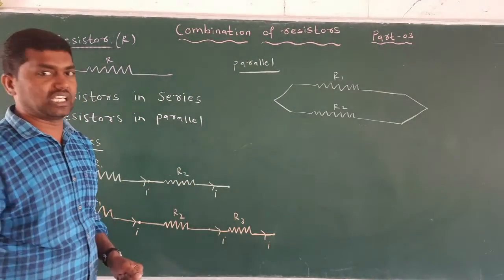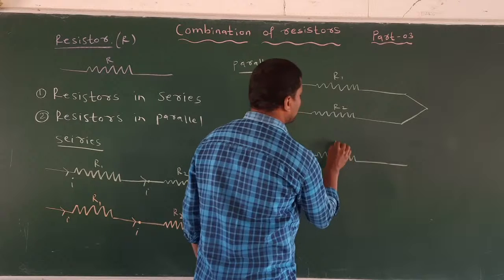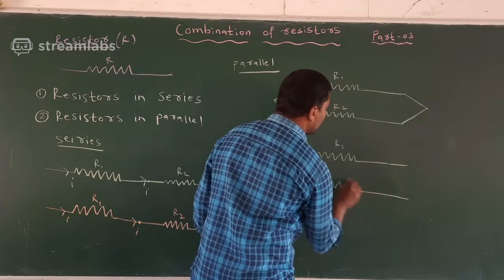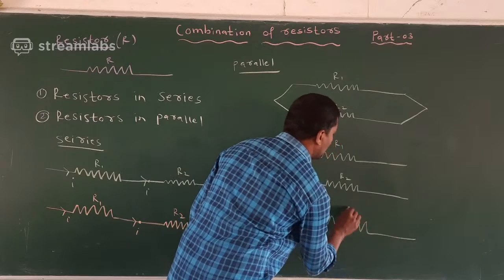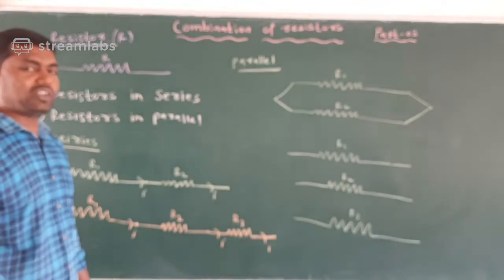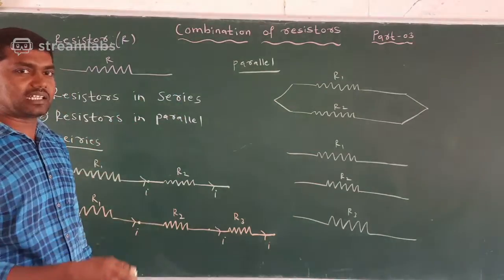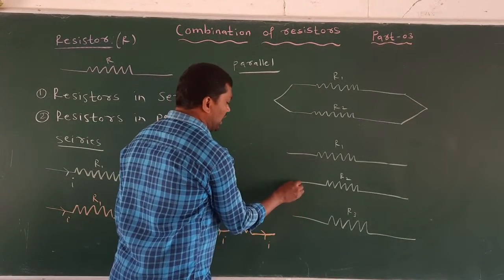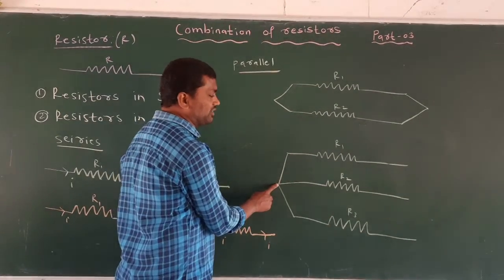Suppose we take three resistors, more than two. The first resistor is represented by R1, the second by R2, and the third by R3. So we can take the three resistors R1, R2, R3 and connect them in parallel combination. Parallel combination is nothing but first terminals connected to one common point. So I will connect these three terminals at a common point, the common point of R1, R2, R3.